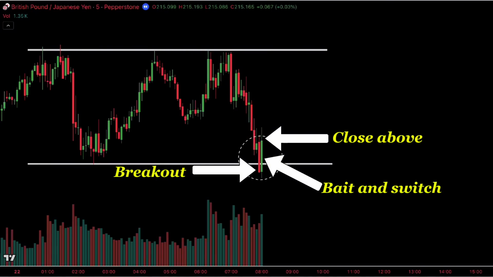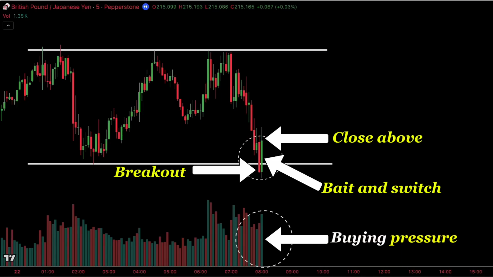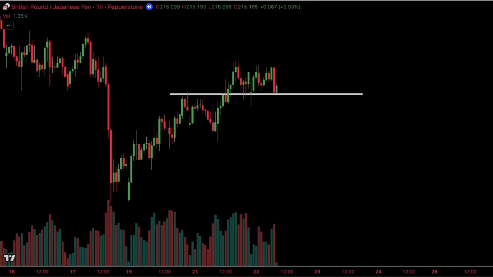The second step is to check the volume. Look for signs of strong participation. If the volume shows a clear increase in buying pressure, this adds strength to your setup and confirms that the move is not weak. Finally, move to the higher time frame.